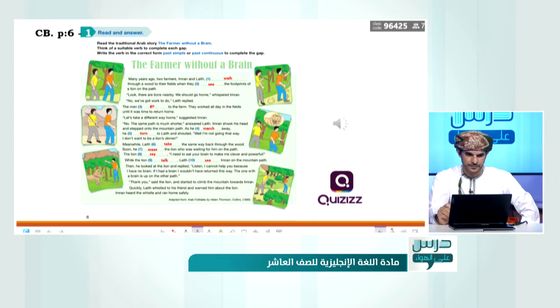So let's continue. Now, let's go to the class book, page 6. Activity 1, read and answer. Read, Ahmed. Read a traditional Arab story, The Farmer Without a Brain. It's a traditional story, it could be a legend. Think of a suitable verb to complete each gap. I have already given you the verbs here, but I want you to use these given verbs to complete the story.